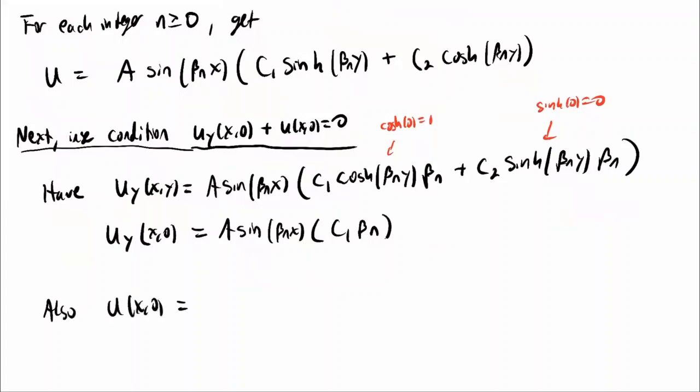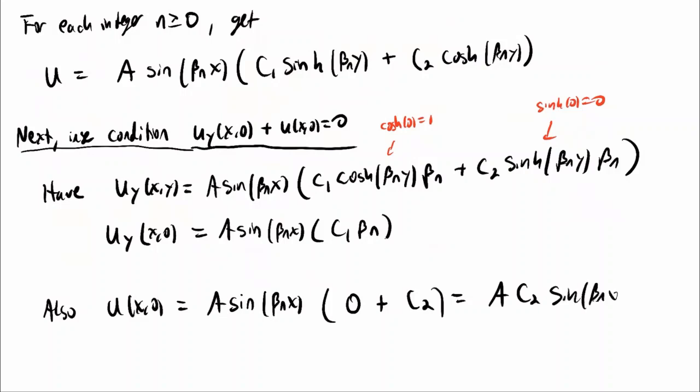So we also have u(x,0). Well, this is a little bit easier. We just end up with a times sine of beta n x. We're plugging in y equals 0, so the C1 hyperbolic sine term vanishes. So I get 0 plus C2 hyperbolic cosine of 0, which is just 1. So I just get C2. So this ends up being a times C2 sine of beta n x.